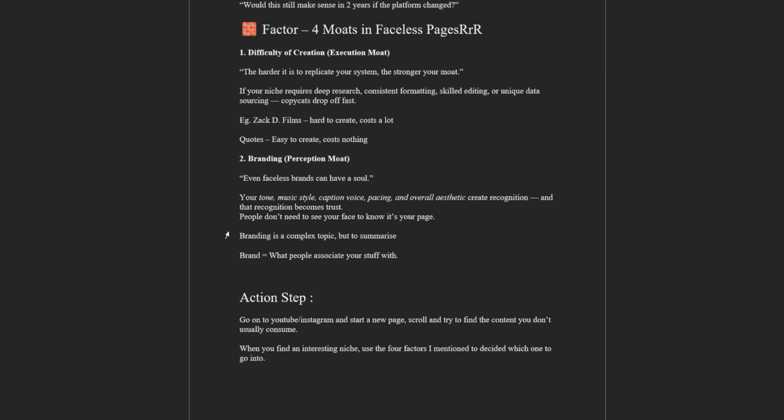And then you have something like quotes. Quotes are fairly easy to create. It costs no money to create quotes, so it's not difficult. Therefore, you don't have a moat in that. The second way you get a moat in faceless pages is from branding. Even faceless pages can have a soul. Your tone, music style, captions, voice, pacing, and all that stuff decide your brand. Branding is a complex topic, but to summarize it, branding is what people associate your stuff with.